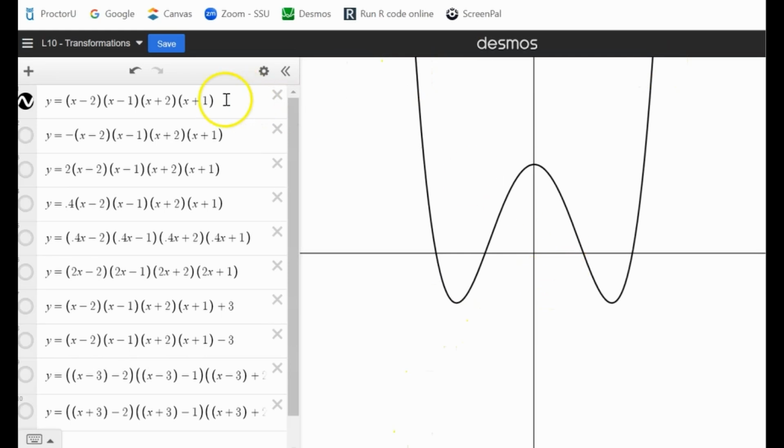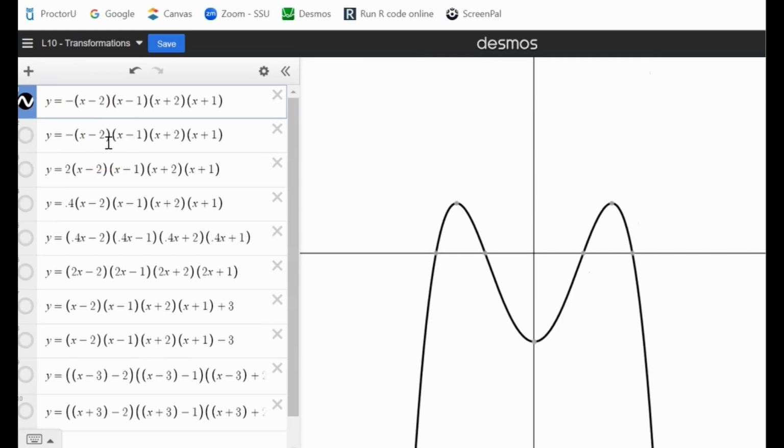And all we have to do is just put a negative in front of the whole thing. Just put a negative in front of the function, and look at that, it just flips right over, okay? That is a reflection across the x-axis.